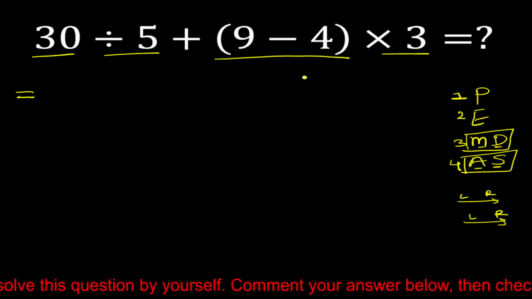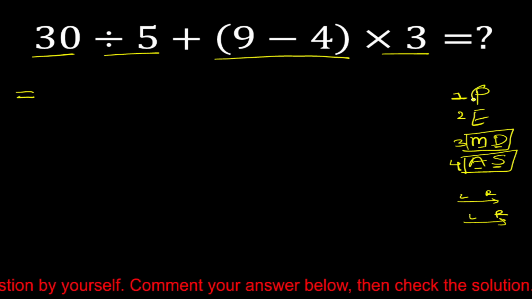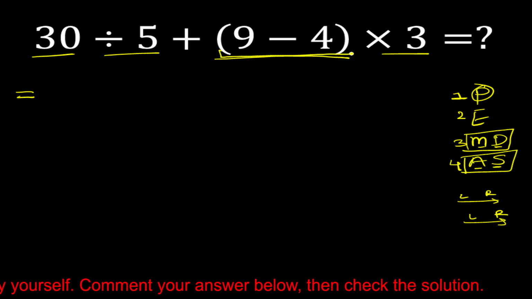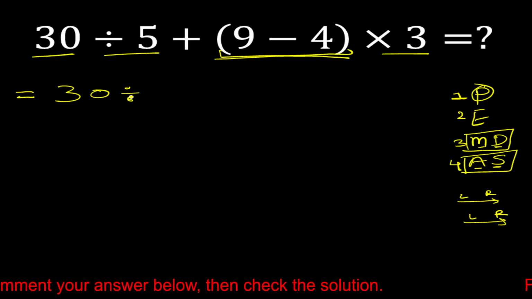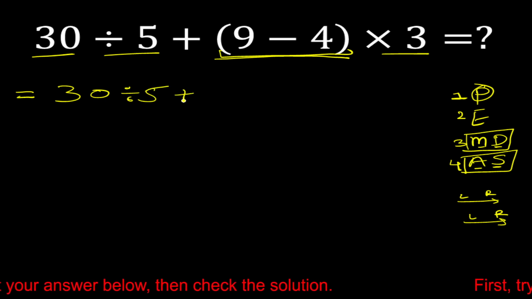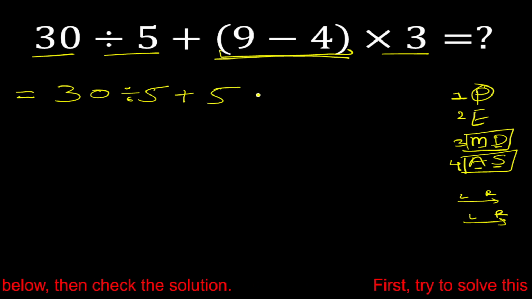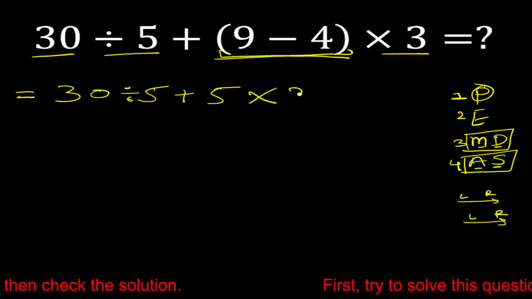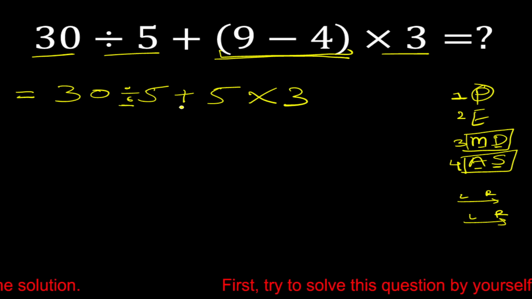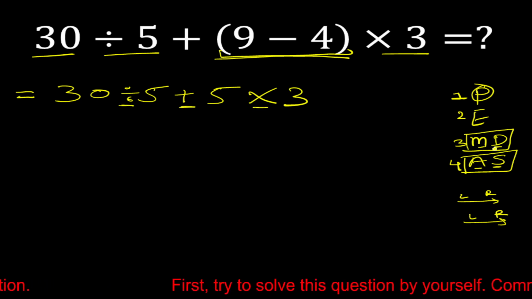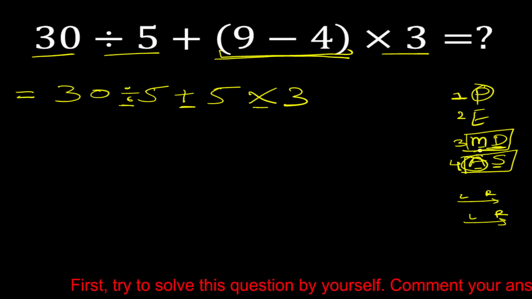So in this question, first priority is parentheses, so first we have to solve this parentheses. So, 30 ÷ 5 + (9 − 4) × 3; now solve this parentheses, 9 − 4 is equal to 5, × 3. Now here is one division, one addition and one multiplication. So multiplication and division both have first priority, then we have to solve addition.